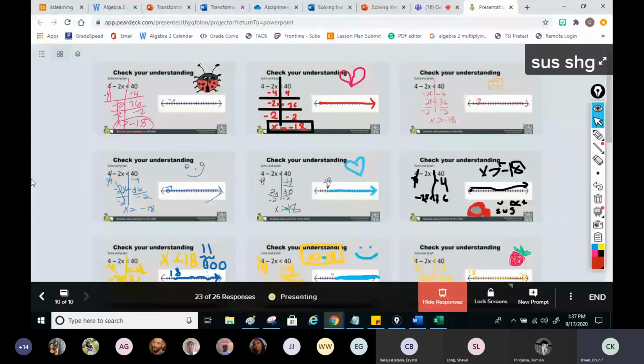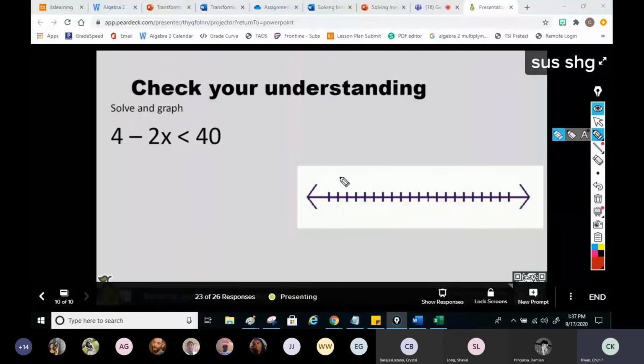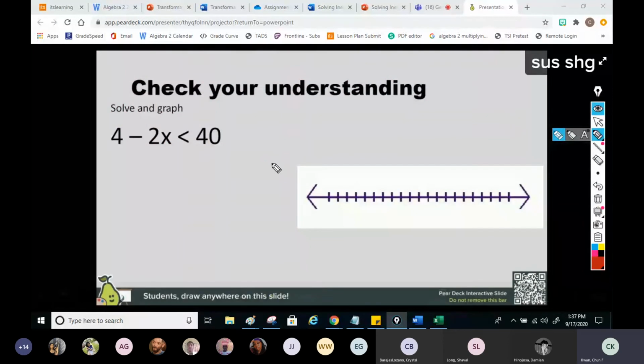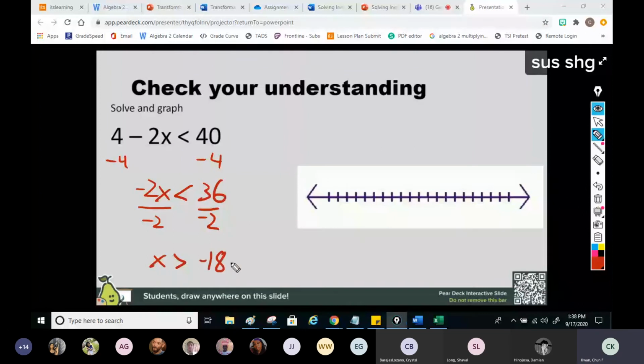Okay, let's go back to Microsoft Teams meeting. So Microsoft Teams meeting, I am going to do this real fast. Okay, so -4 on the left, -4 on the right. You have -2x less than 36, and then divided by -2, divided by -2. And when you divide by a negative number, this is the step where you have to flip the sign. So it becomes a greater than, and then +36 divided by -2. I can tell you negative always wins, okay? Negative always wins. All right, so now that you get this part, now put it right here.